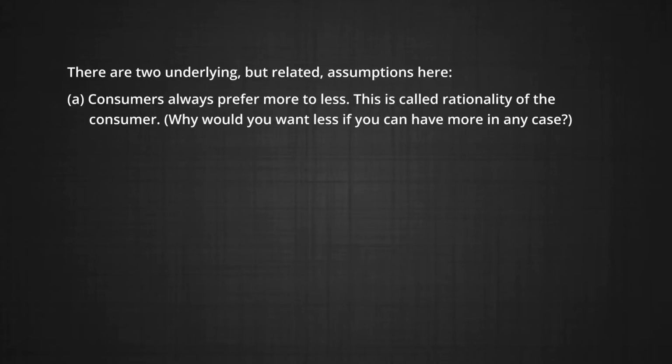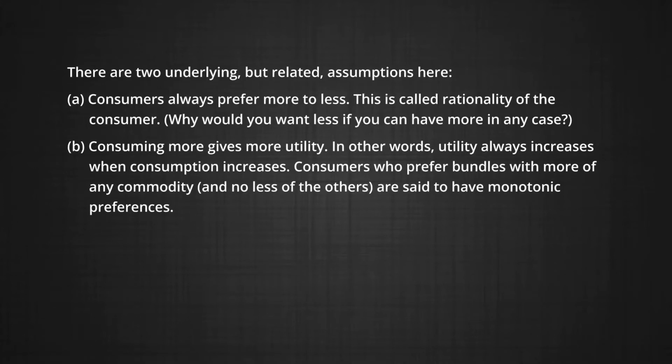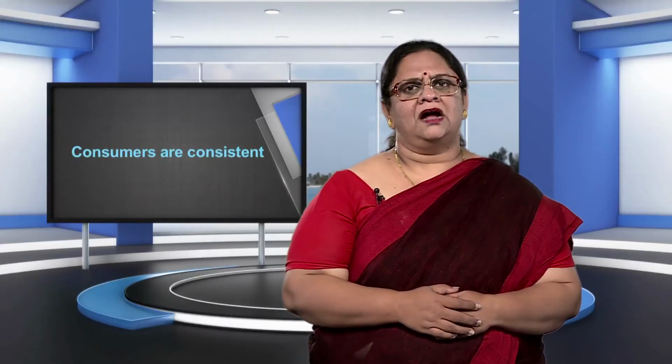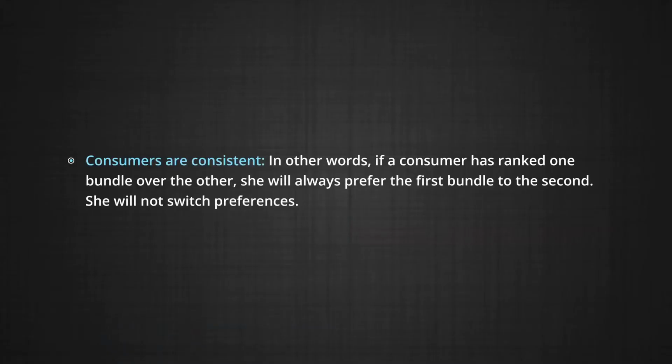A. Consumers always prefer more to less. This is called rationality of the consumer. Why would you want less if you can have more in any case? B. The second assumption is that consuming more gives me more utility. In other words, utility always increases when consumption increases. Consumers who prefer bundles with more of any commodity and no less of the other are said to have monotonic preferences.